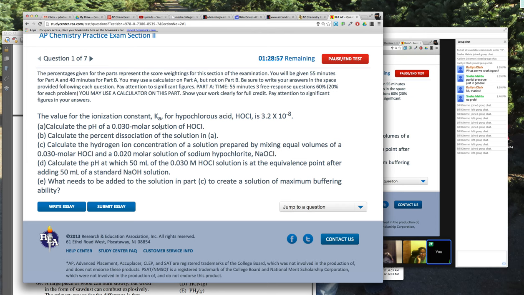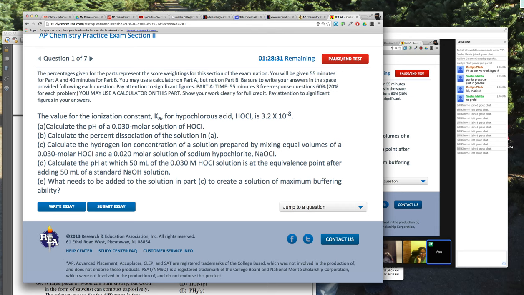Calculate the percent dissociation of the solution. How would you possibly do that one? Would you take the molarity of the H plus over the molarity of the acid and then just solve that as a percentage? That's exactly right. Good.